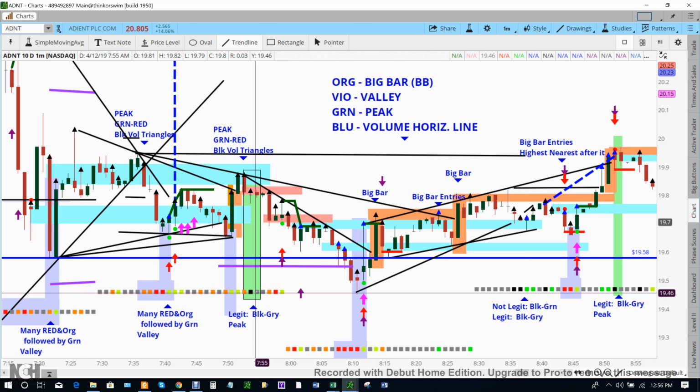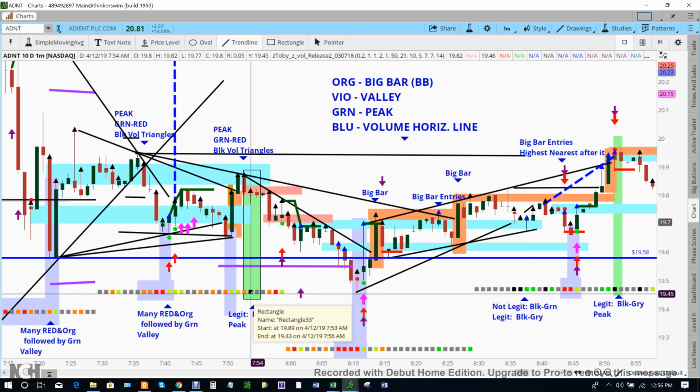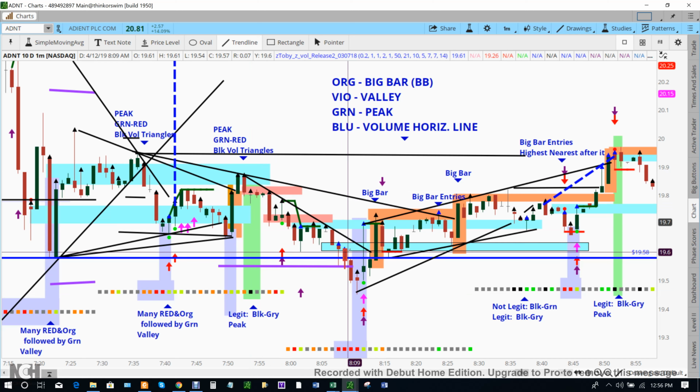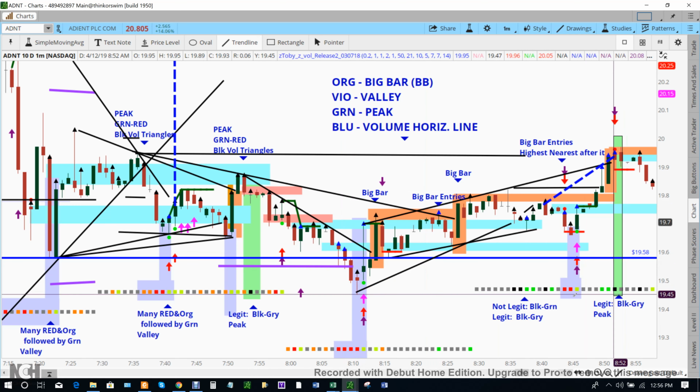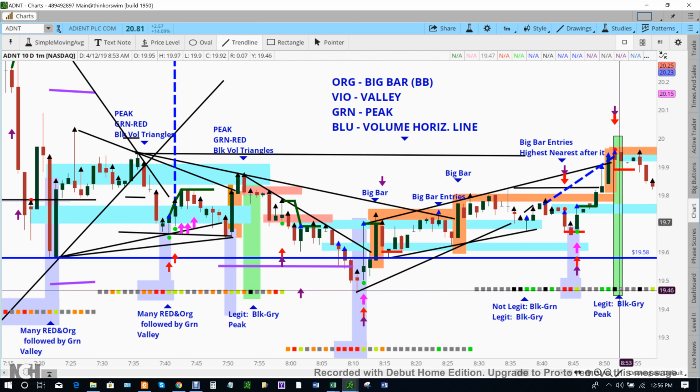Okay. I call these a black top or black flat line, but in this case you can see it actually does go down. So if we look at the black tops here, that's a legitimate black top here. Does it make sense?